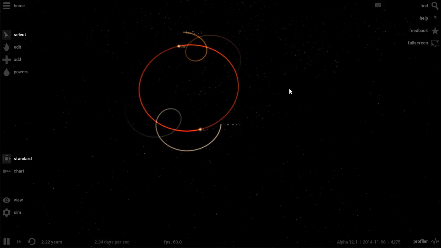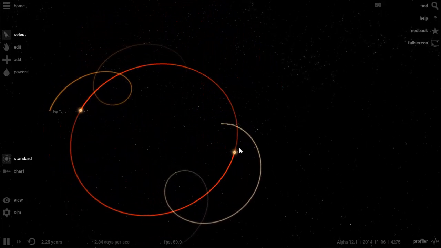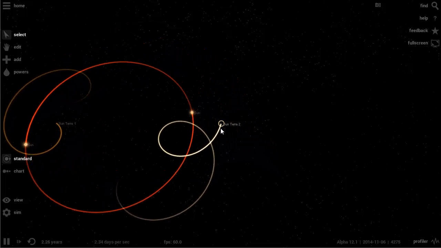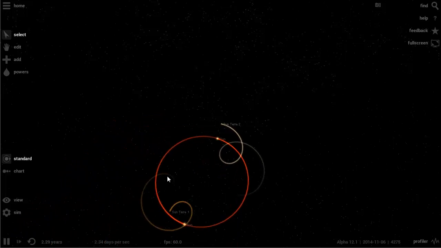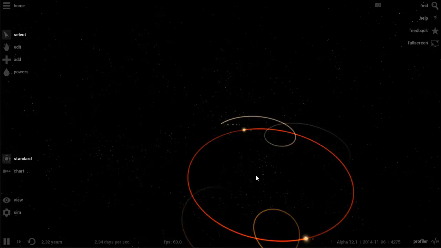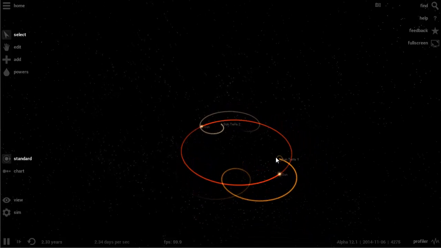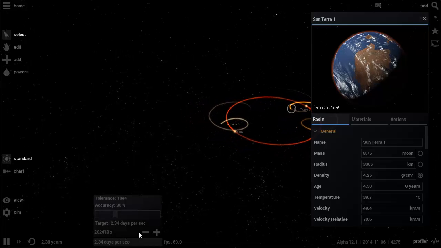Okay, so let's take a look at what I've just created. We have two suns orbiting around each other. Then we have these two planets called Sun Terra 1 and Sun Terra 2 orbiting around each of the suns, and none of them seem to be influencing each other. So it's actually a really nicely balanced solar system. Let's take a look at what we have for each of these. This is Sun Terra 1. I'm going to zoom in on it in 1 second.